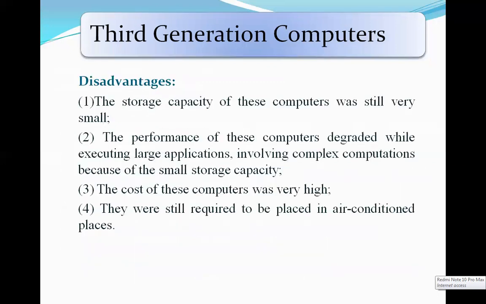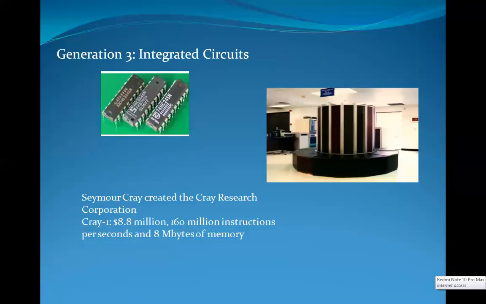And disadvantages are: the storage capacity of these computers was still very small. The performance of these computers degraded while executing large applications involving complex computation because of the small storage capacity. The cost of these computers was very high. They were still required to be placed in an air conditioned place. This is the example of third generation of computer, integrated circuit.